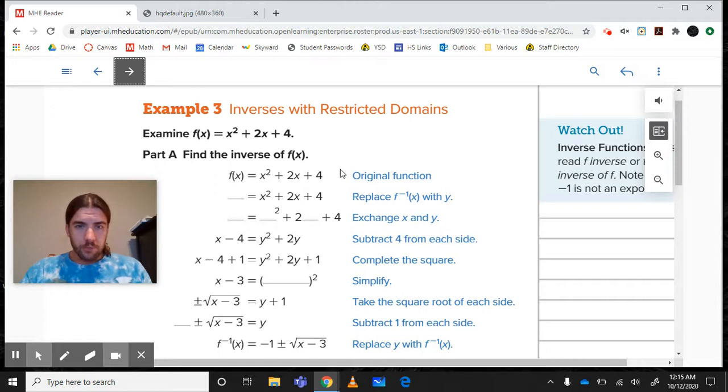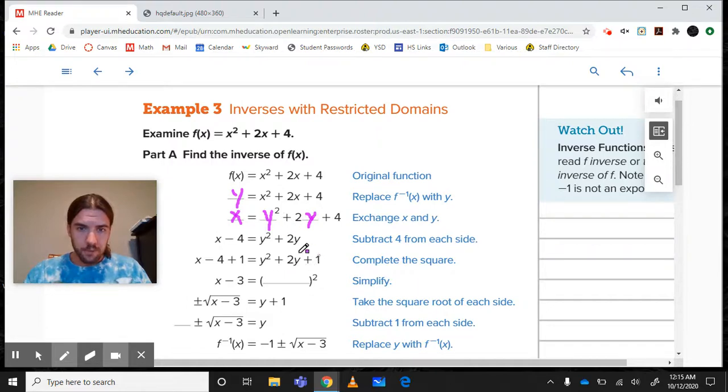So we have our original function, x squared plus 2x plus 4. We're going to replace our function notation with a y. We're going to swap all of our x's and y's to generate our inverse relationship. Then we're going to solve for y. Okay, so we are going to subtract 4 from each side. Let's get x minus 4 is y squared plus 2y.